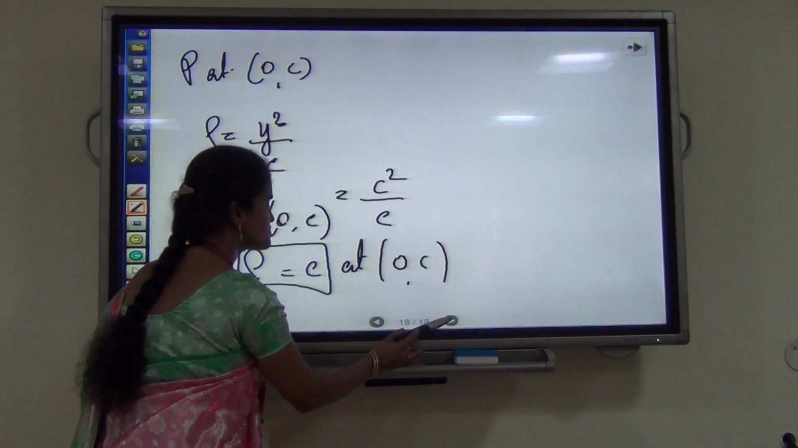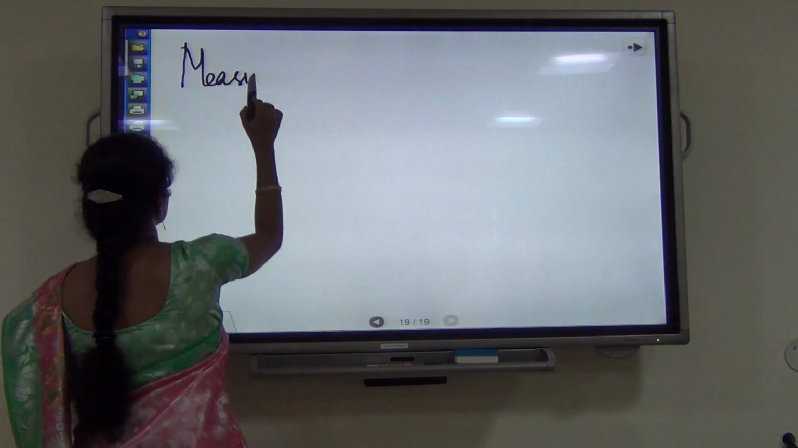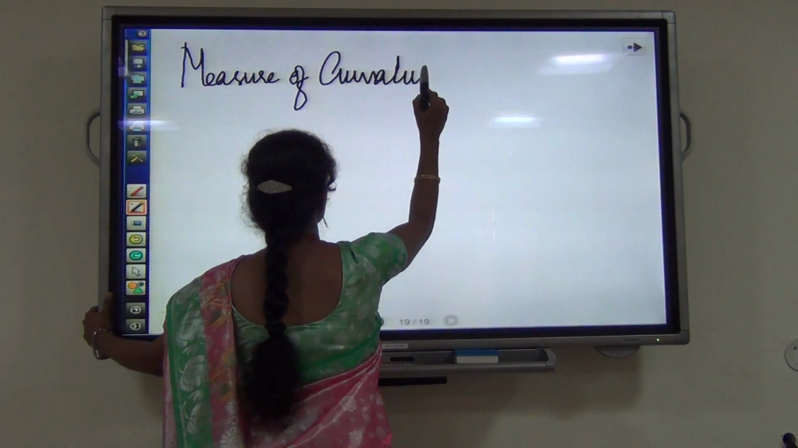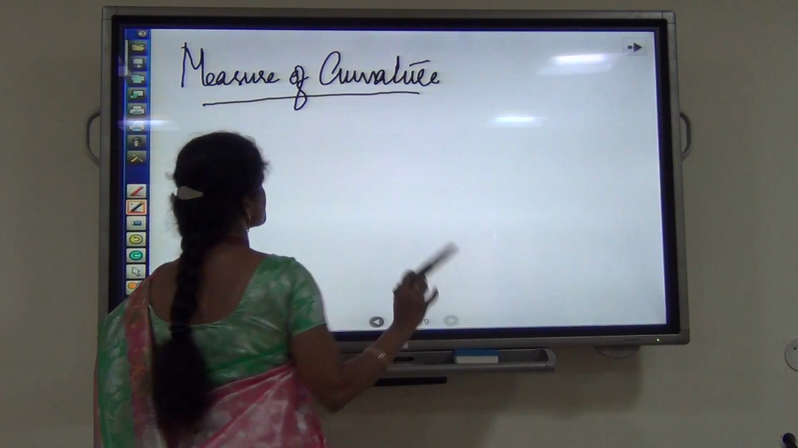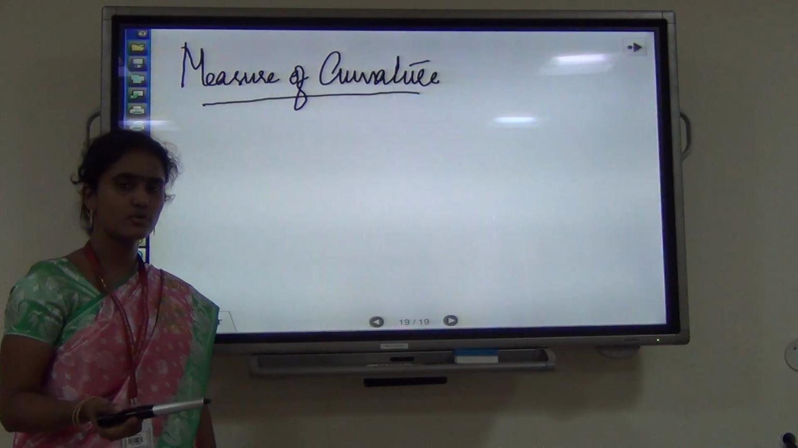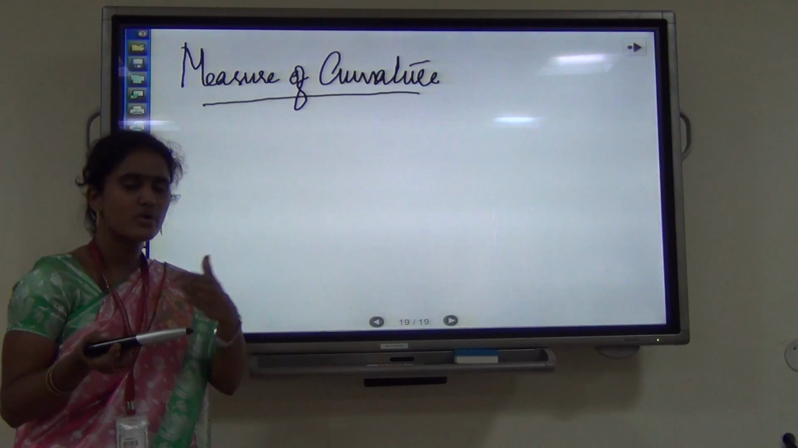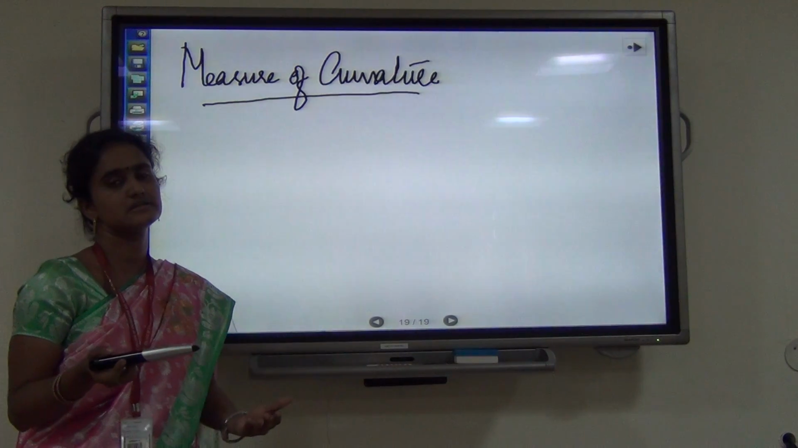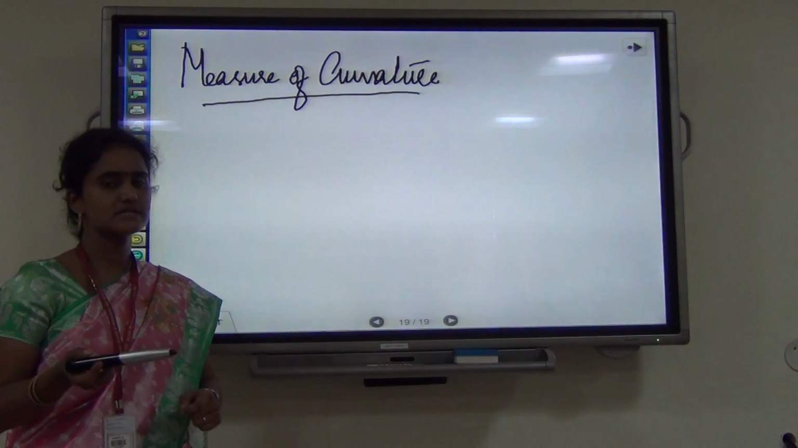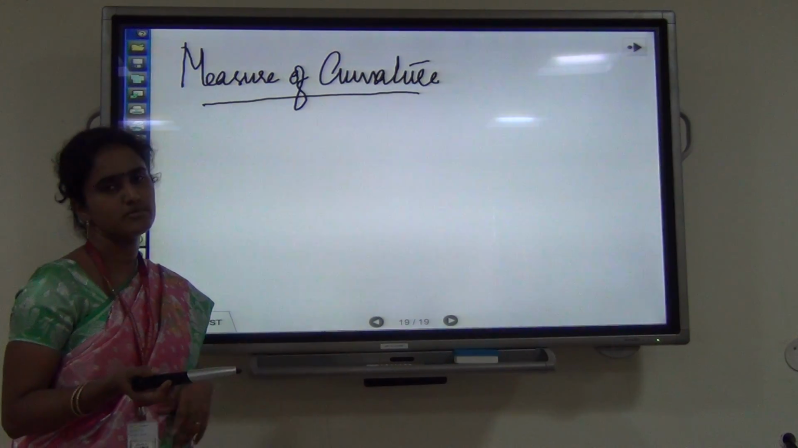Right. Next problem is we are going to find the measure of curvature. What do we mean by measure of curvature? We are going to measure the curvature. Earlier it was the radius of curvature. Now, what is the relation between the curvature and the radius of curvature? The reciprocal of the curvature is the radius of curvature. So as we find the radius of curvature, we can give the measure of curvature as its reciprocal. So let us do one problem in this.